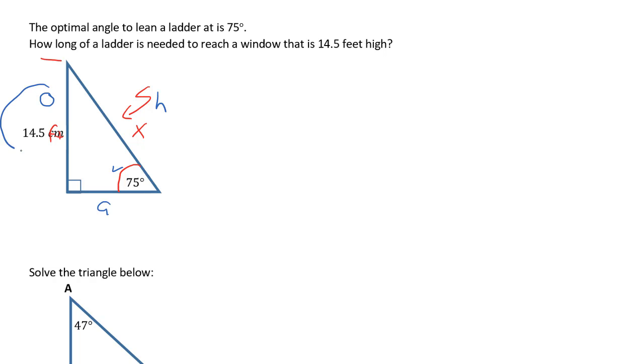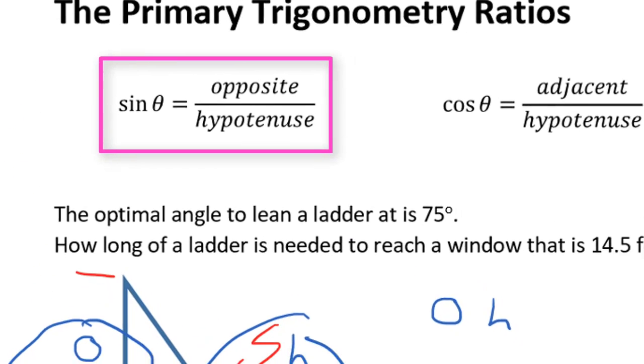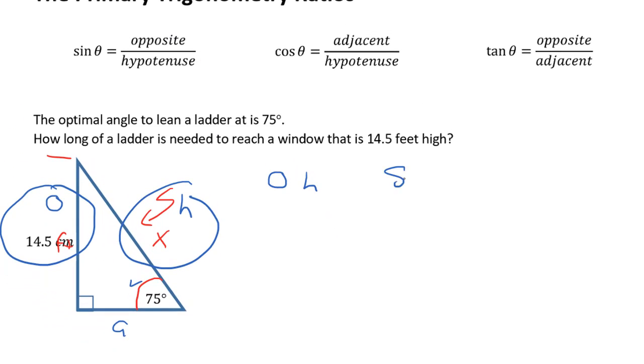Because we know some information about the opposite side and we are looking for the hypotenuse, we need to find a primary trig ratio that uses opposite and hypotenuse. And if you take a look up above here, you'll see that that has to be the sine ratio. So sine of angle theta is going to equal opposite over hypotenuse. Plugging in what we know, we get sine of 75 degrees is going to equal opposite, which is 14.5, over x, the length of the ladder.